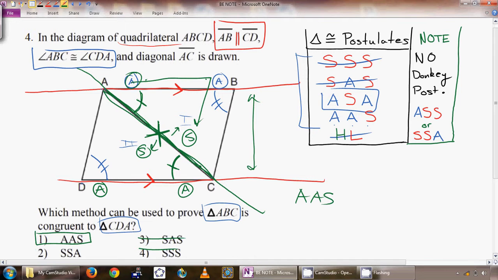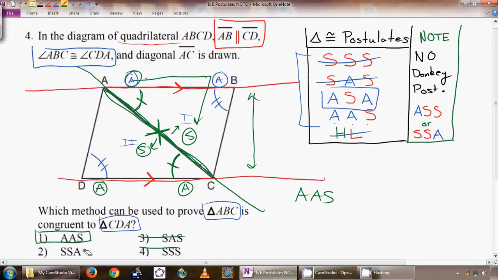I just also want to point out they gave us a freebie here. I keep on circling, I don't mean that. This is a freebie because ASS or SSA, that's the donkey postulate. You can't prove triangles congruent with ASS, or backwards, right? It's false. It's wrong when it's spelled ass, and it's still ass backwards. Okay? So this one would be AAS because this side is opposite one of our angles. It's not included.